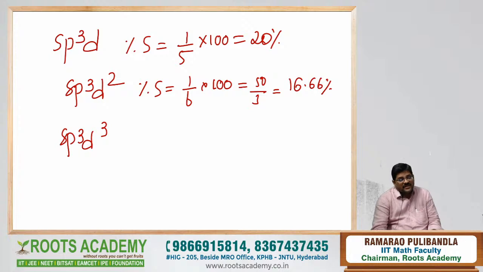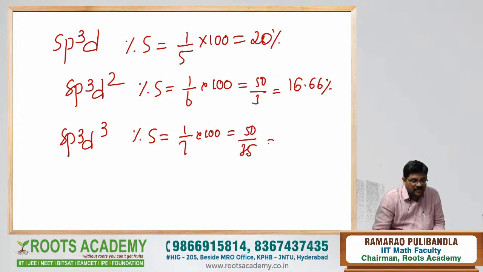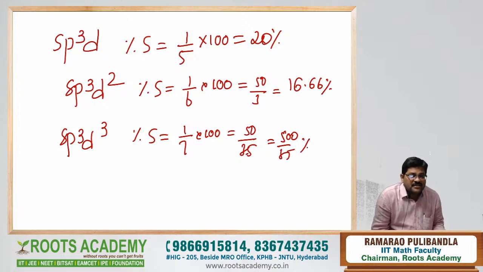And they ask about the percentage of the S character in sp3d3 hybridization. What am I asking? Percentage of S character in sp3d3 hybridization. See, in sp3d3 how many hybrid orbitals are there? 7 hybrid orbitals are there. Out of the 7, only 1 s orbital is there. 1 by 7 into 100, that becomes 500 by 35%, nearly 14.3% of S character. This is one of the shortcuts to know the percentage of the S character in the given hybrid orbitals.